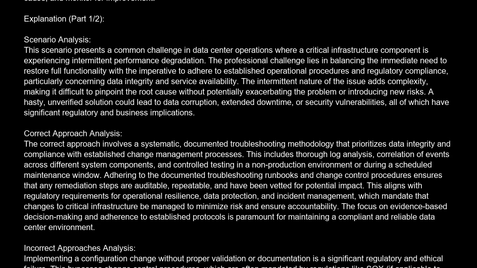The correct answer is A. Immediately implement a rollback of the most recent configuration change on the suspected switch, assuming it is the cause, and monitor for improvement. Explanation. Scenario analysis.